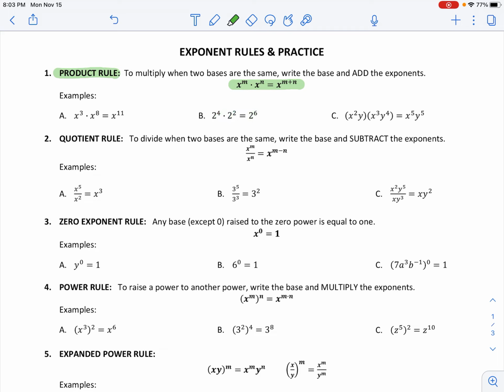Okay, so the most important thing when you apply rules of exponents is that the base stays the same and the exponent only gets modified.